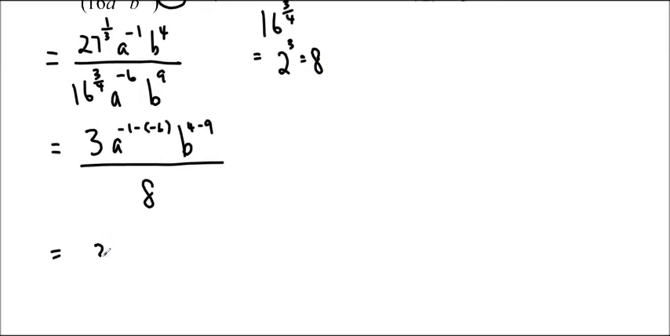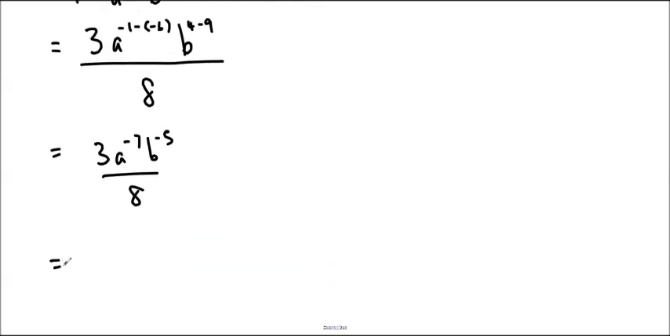So we get 3 times a to the negative 7, b to the negative 5 over 8. And these are both negative, so they're going to go down to the bottom. 3 over 8, a to the 7, b to the 5. And you just want to put them in alphabetical order. And there you go.